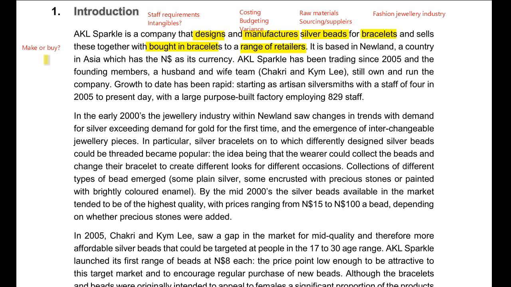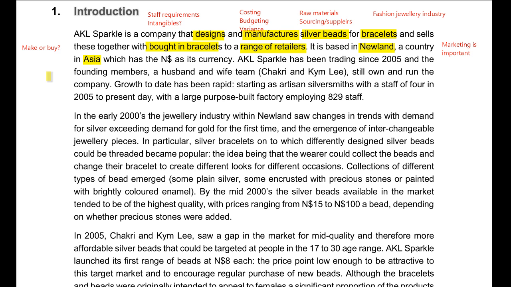So there's going to be a bit of B2B, business to business marketing going on here too. Okay, so Sparkle is based in Newland, which is obviously a made-up country by CIMA, but it is in the real continent of Asia. So that's important, isn't it? Learning that the company we're dealing with is in a country which is in Asia.